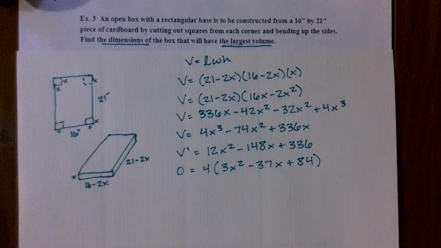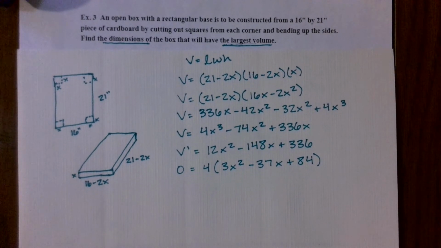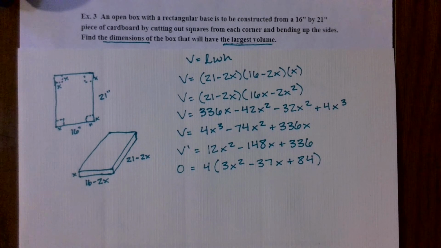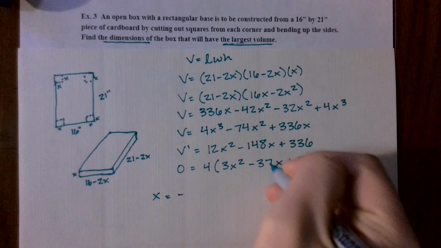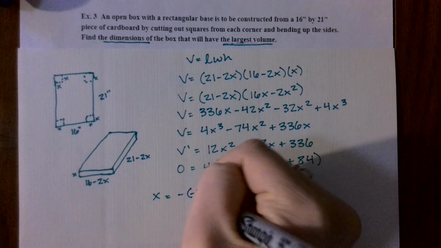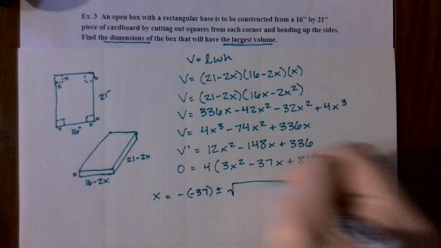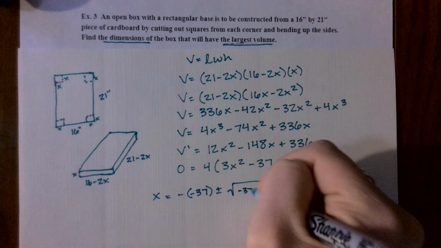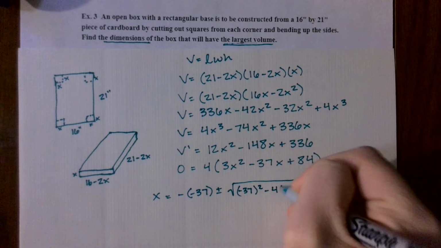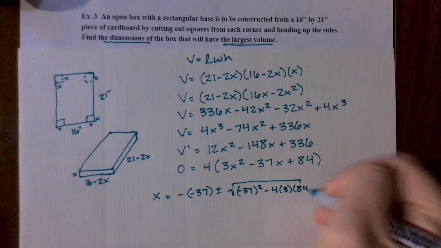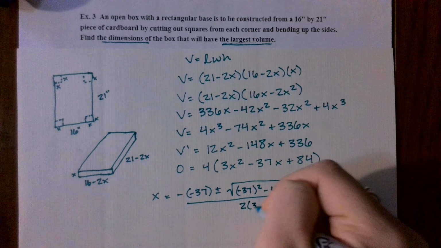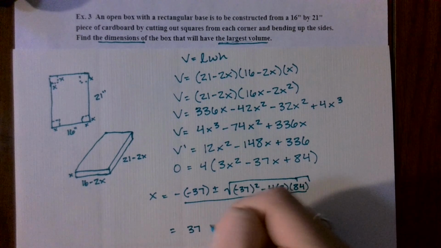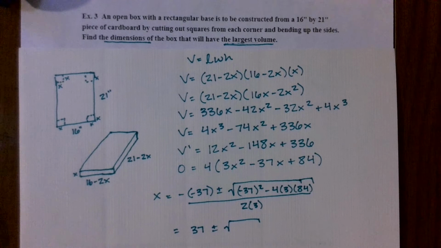Okay, and then from here, this might be factorable, it might not, but I still have pretty big numbers, so I'm just going to go straight to using the quadratic formula that I know. My x is going to equal negative b, so negative 37, plus or minus the square root of b squared minus 4 times a times c, all over 2 times 3. Okay, it's been a while. I would go ahead and simplify what you have in parentheses.